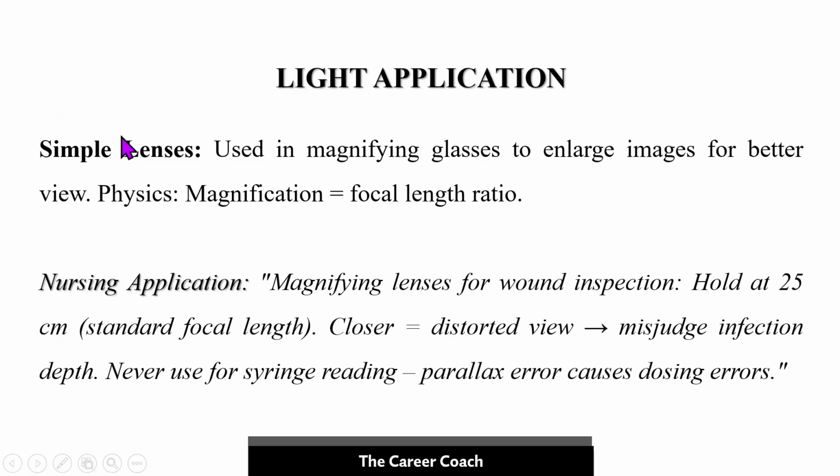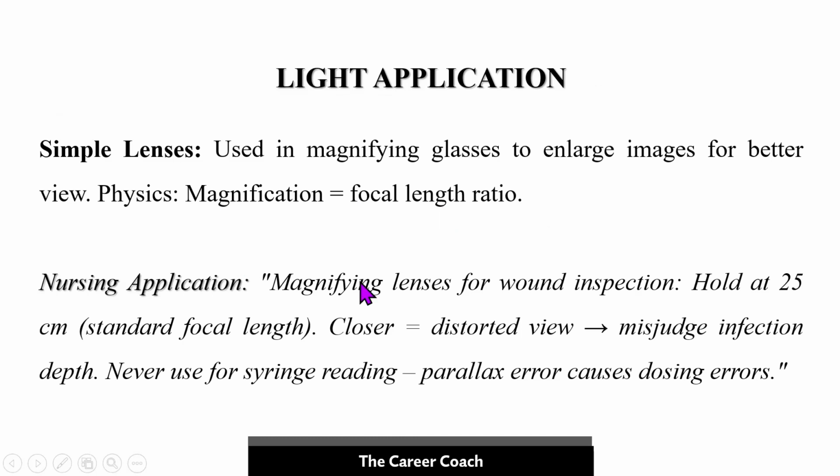Light application. Light is applied in simple lenses. It is used in magnifying glasses to enlarge images for better view. Physics: magnification equals focal length ratio. So basically in physics, magnification equals focal length ratio, and the formula is m equals v over u, image height over object height, or image distance over object distance.